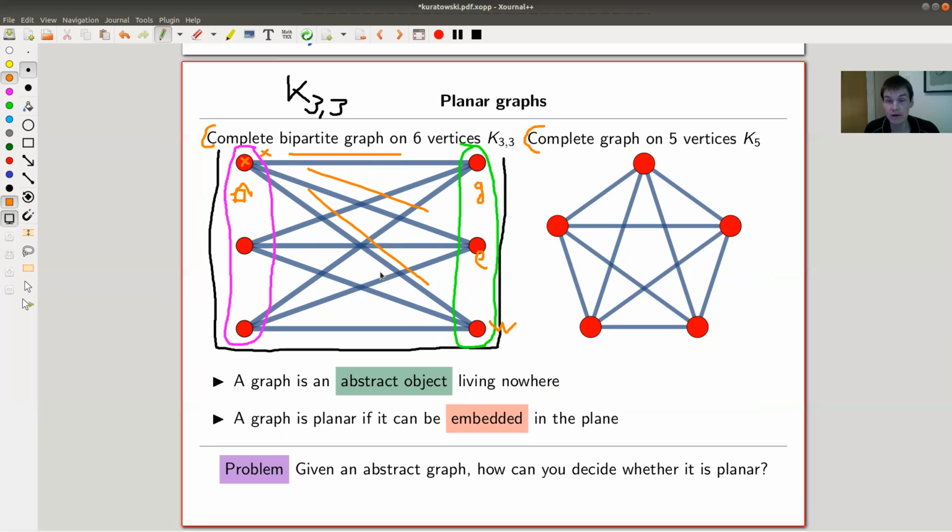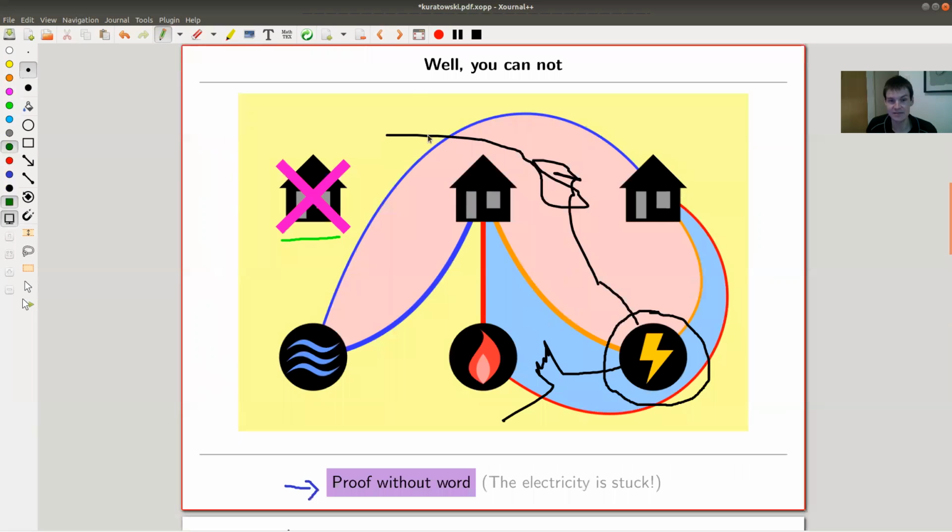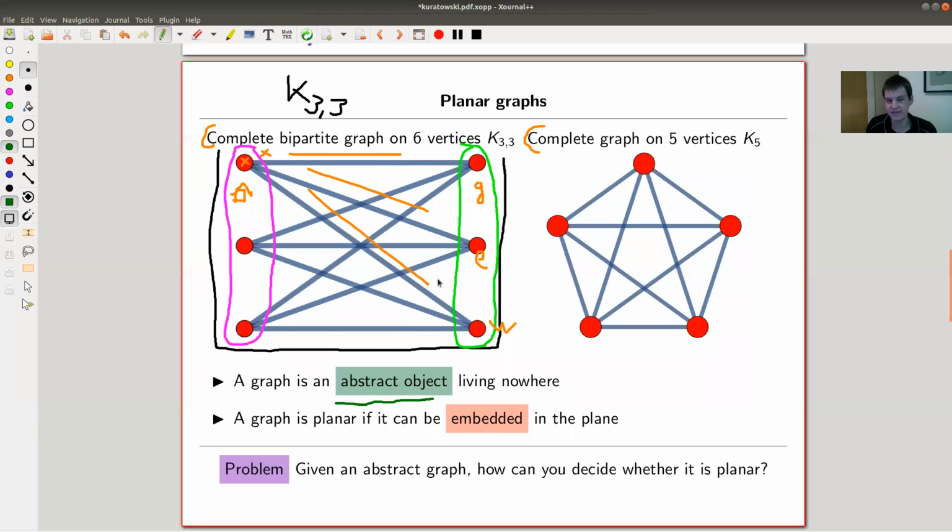So my problem from before can be reformulated in the following way. It's a question whether this graph K33 is planar. What does this mean? Well, a graph a priori is an abstract object. It consists of a collection of vertices and a collection of edges. So the edges are obvious, there's the connections, and the vertices are also obvious, they are just given different symbols. This is just a stripped down version of it. But it's an abstract object, it lives nowhere, it's abstract.